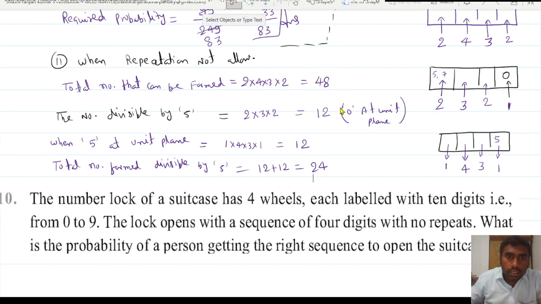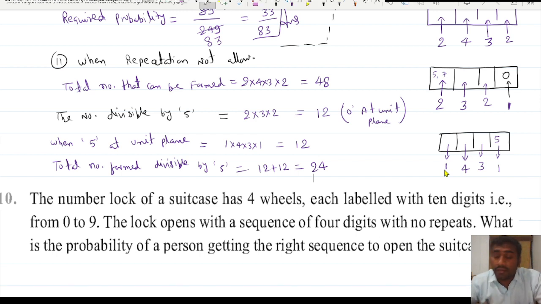See here one thing: if we are taking 5 at the unit place, the total digits we have are only 5. One 7 is here, you have fixed the 7 over here. So for this one you have only 3 options, not 4, and for this you have 2 options, because only 5 digits are there. So this is 3 and this is 2, total 6, not 12. It will be 6 only.